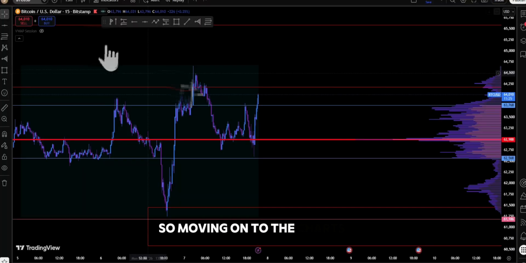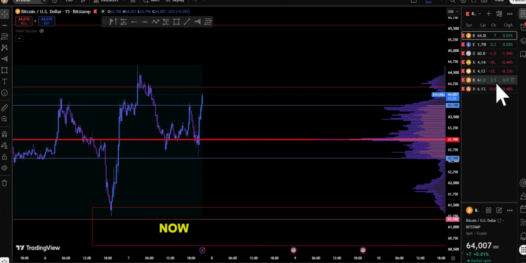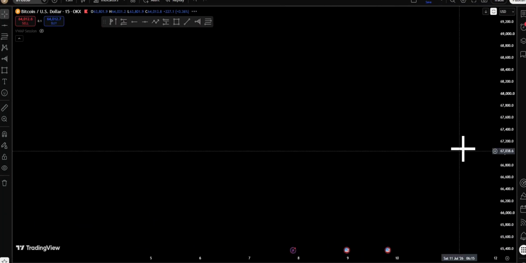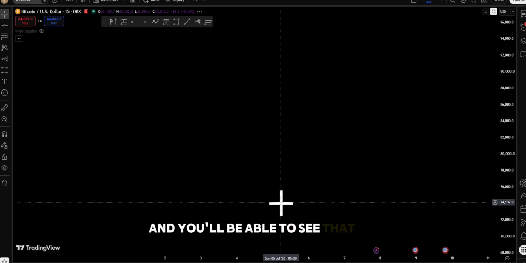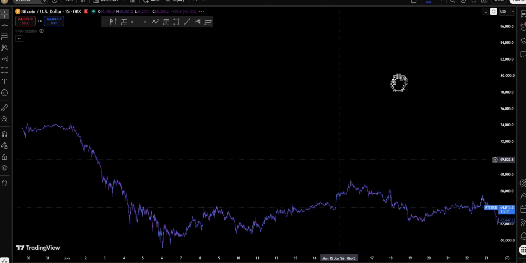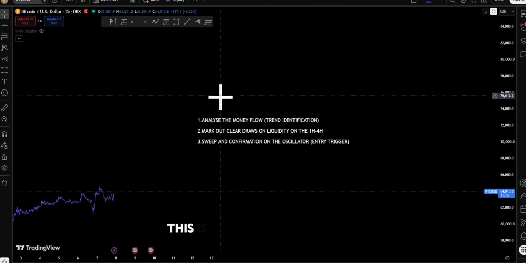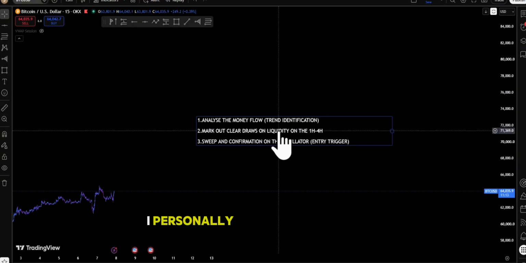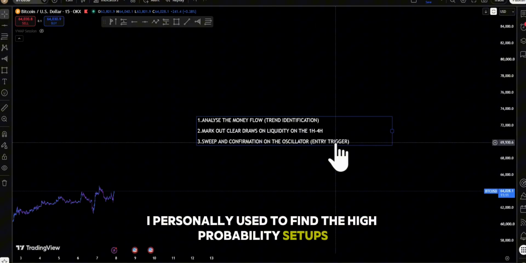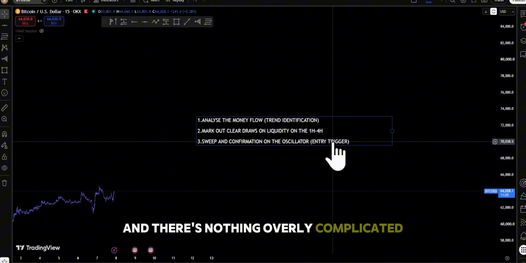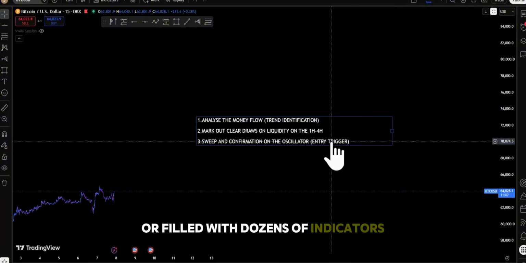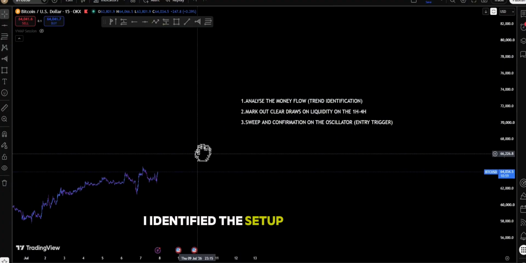Alright, so moving on to the charts. Now, have a look on my charts, and you will be able to see that this is the exact framework I personally use to find the high probability setups, and there's nothing overly complicated or filled with dozens of indicators. And the goal is to keep trading as simple and repeatable as possible. And let me just show you how exactly I identified the setup that I showed.